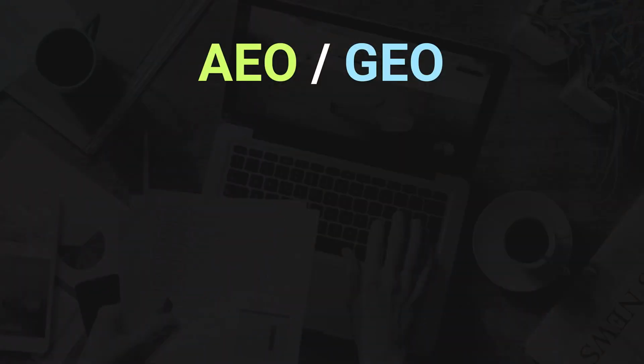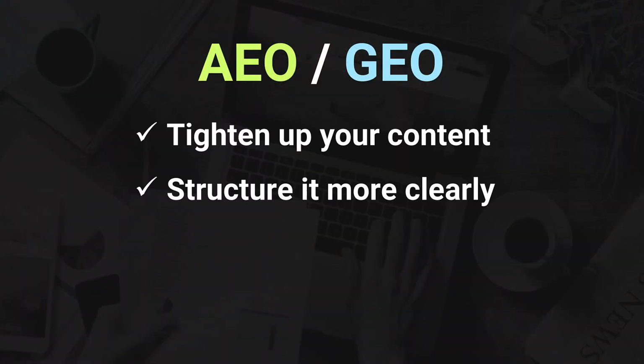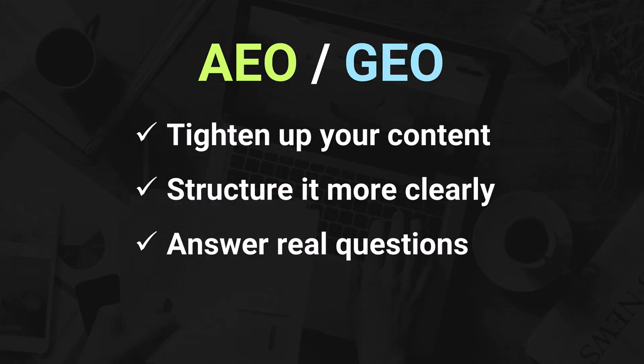So no, you don't need to throw out everything you know about SEO, and you do not need to overcomplicate this. You just need to tighten up your content, structure it more clearly, and answer real questions in a way that both regular people and AI can understand. That's really what it boils down to. Not replacing SEO, just adapting it to how search works now that AI is part of the equation.